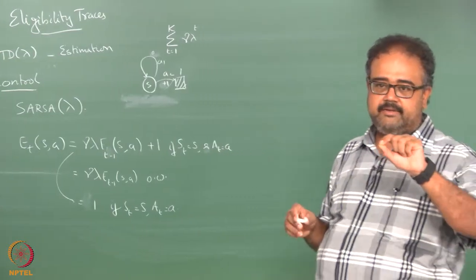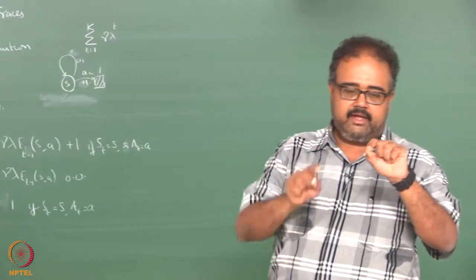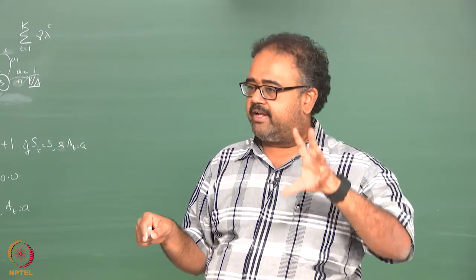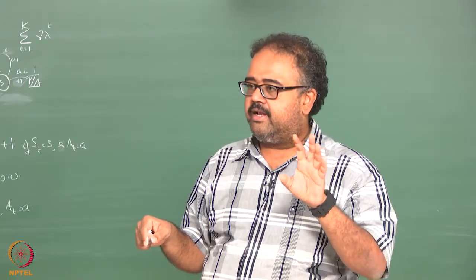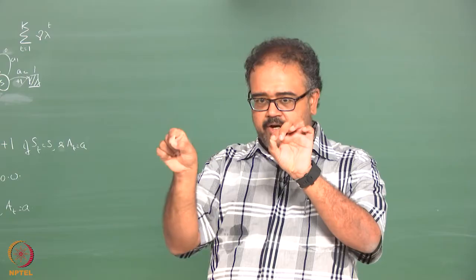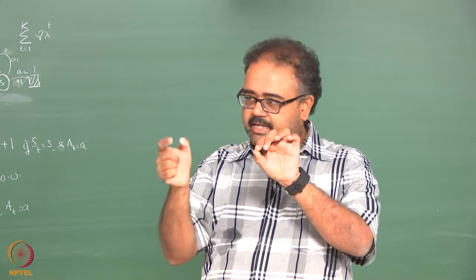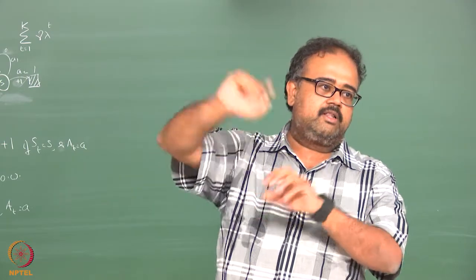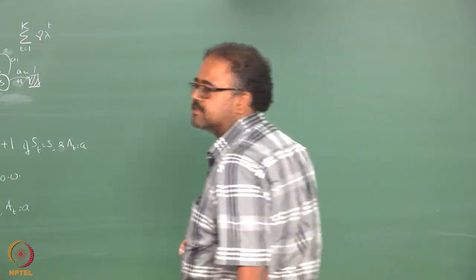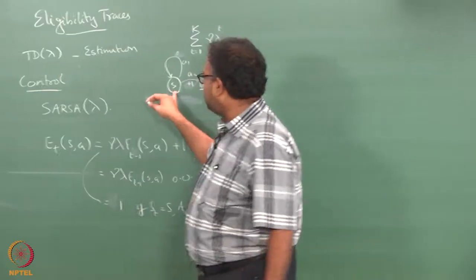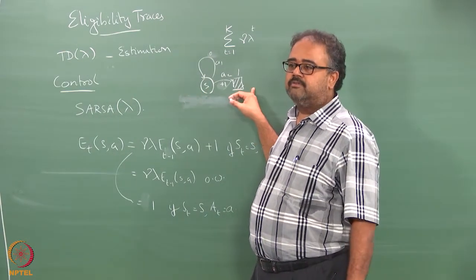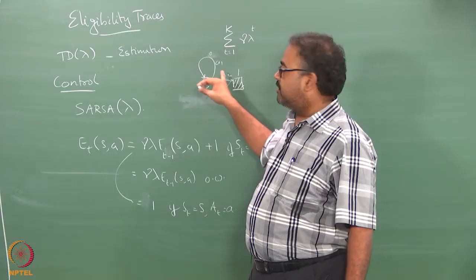So I come to a state, I take an action from there. So for all the other actions I could have taken from that state, I set the trace to 0. That means if there is a specific reward I get by taking this action, that will not go back to all the other actions I could have taken from that state. So to see what will happen, suppose I come to S for the first time, and from here I take A2, I have not taken A1. So what will be the trace for A1?